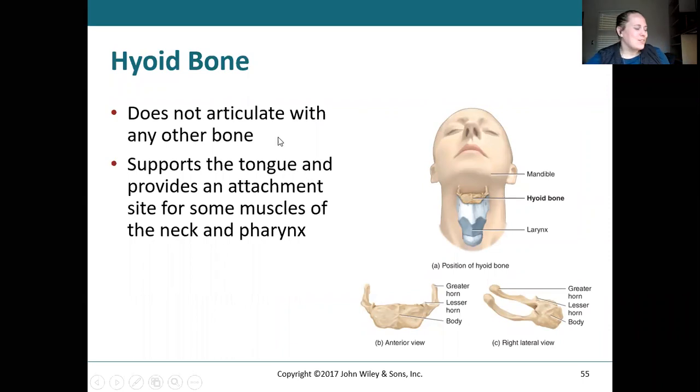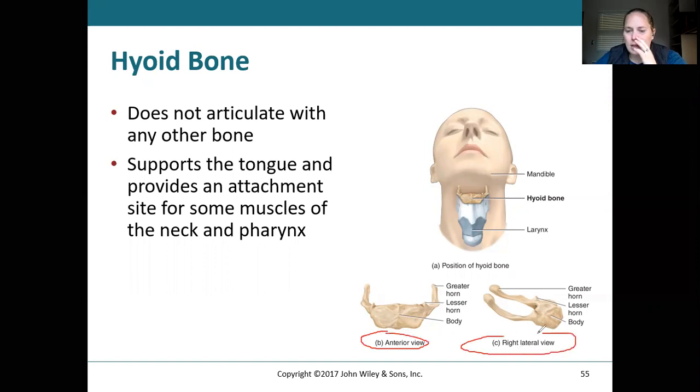The last bone we're going to go over today is the hyoid bone. It does not articulate with any other bone. It's actually held into place via muscle. This hyoid bone is located here at the very base of your skull, provides tongue attachment along with some muscles for the neck and pharynx. Here you can see the larynx underneath, and this kind of white area here is going to be part of the musculature. If we look at the hyoid bone, you can see the anterior view of it, as well as the right lateral view.